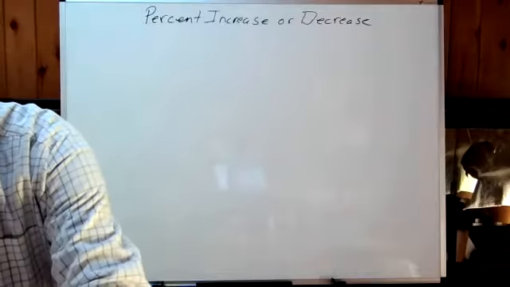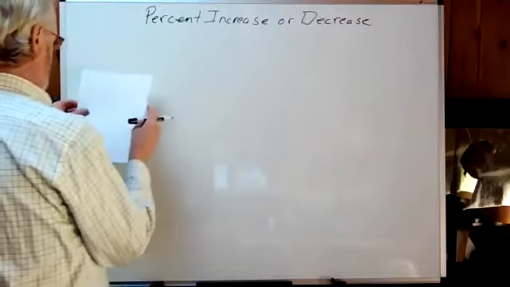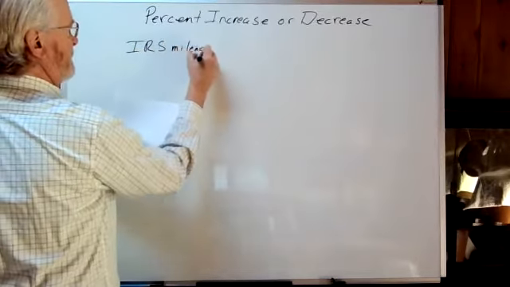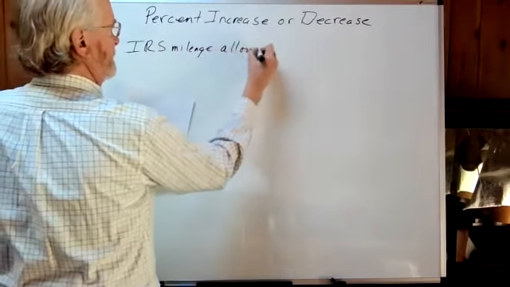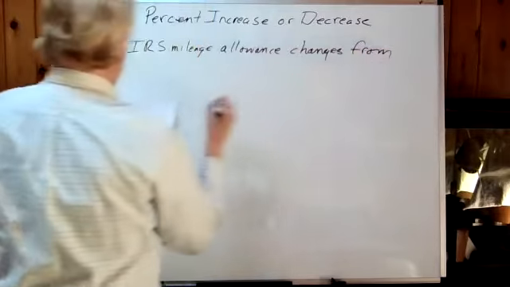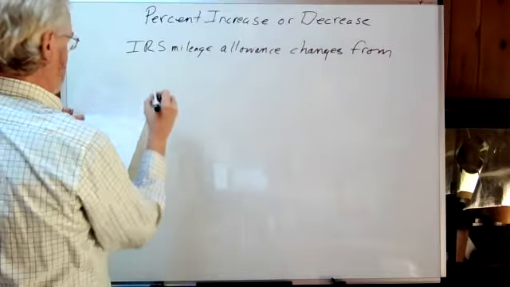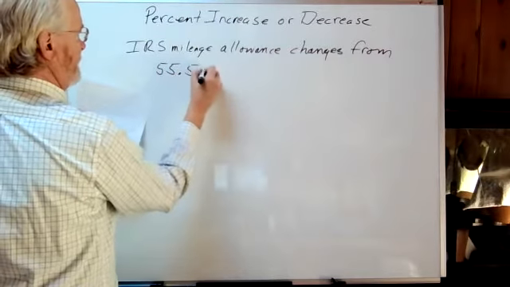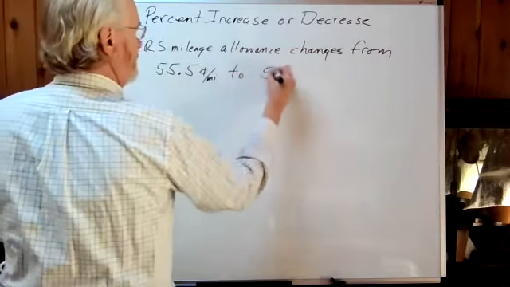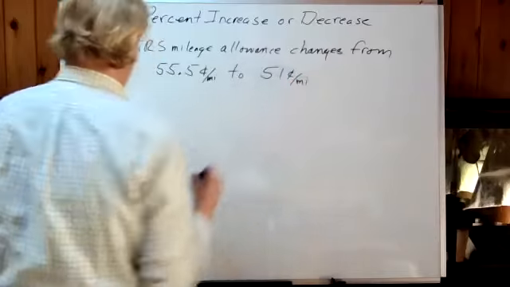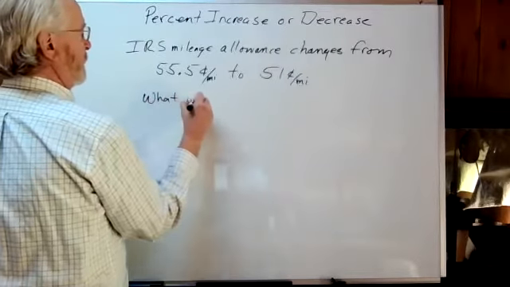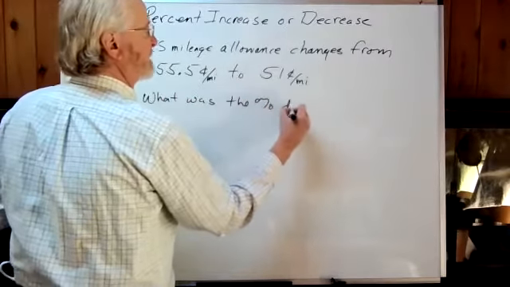And whoops, don't get ahead of myself. All right. IRS mileage allowance changes from, my notes here, what I got? 55.5 cents per mile to, that's supposed to look like a cent sign, 51 cents per mile. What was the percent decrease?